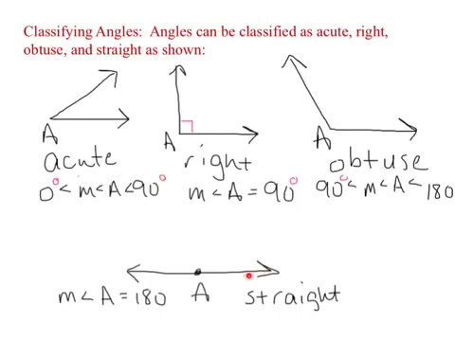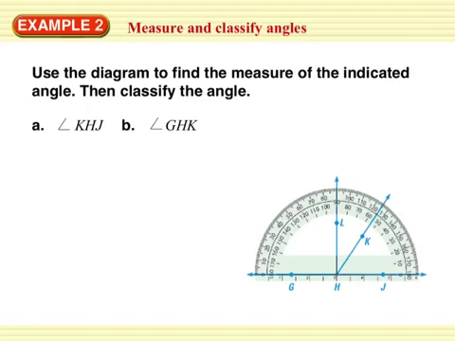And here we have a straight line. The measure of angle A is equal to 180. Those are our 4 different classifications. Use the diagram to find the measure of the indicated angle, then classify the angle. First we have KHJ.